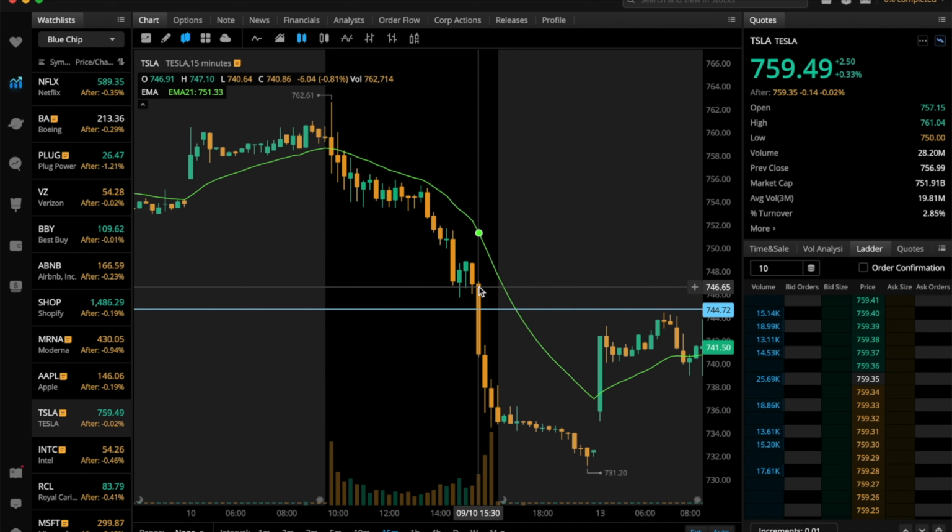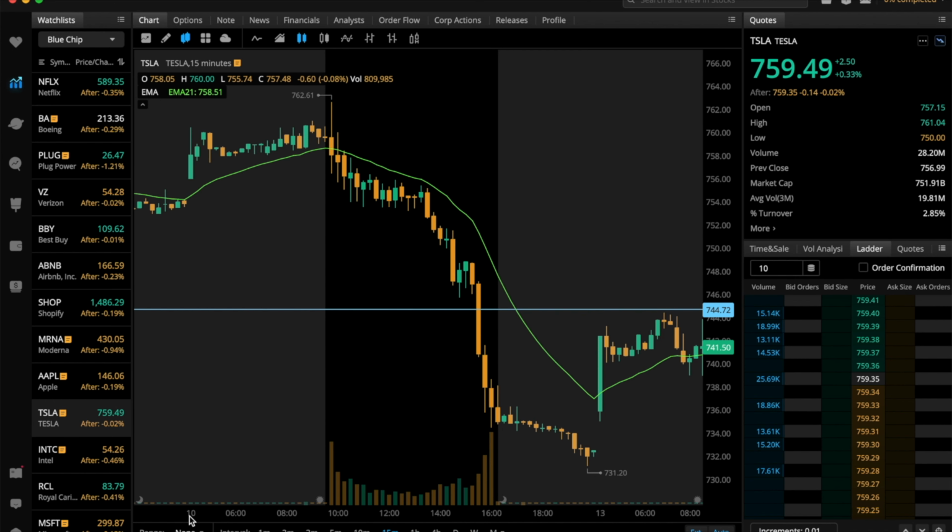I've also got the 21 period exponential moving average on this chart, and this is an indicator. You can choose whichever ones you like. I just like to keep it simple. Lots of people don't like to use many indicators, but other people do. Again, it's all up to you. But so that's kind of the breakdown here of the chart.